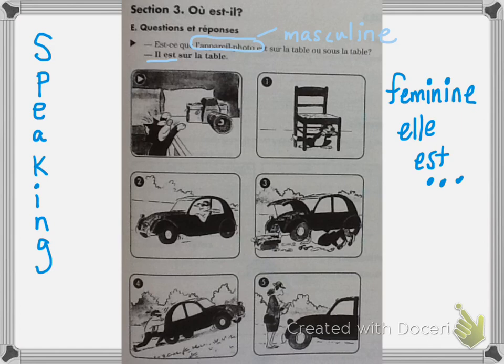Il est sur la table. The correct choice will be in the question, right? So the question is giving you two choices. You just have to choose which one is correct based on the picture.